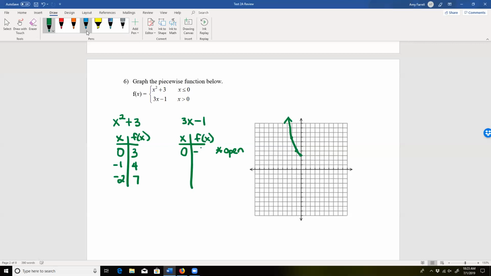So 0 gives me -1. I could plug in 1, 2. 1 would give me 2. 2 would give me 5. So I've got 0, -1, which is open, 1, 2, and 2, 5. So this is part of a line here.